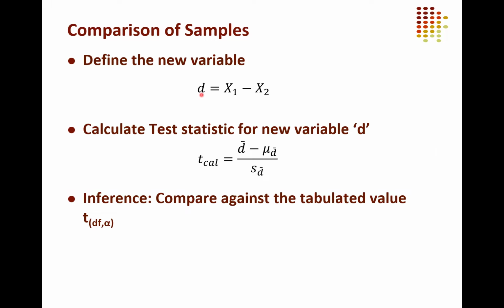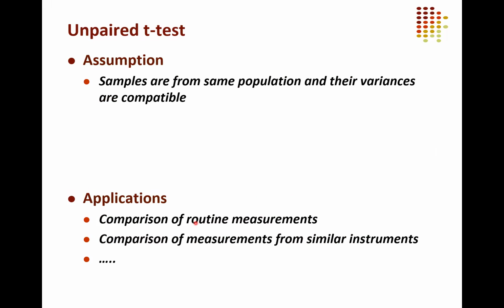So we require such comparisons, and the inferences are to be made for the difference variable. After the difference variable is calculated, we will calculate the test statistic, and then we will compare against the tabulated values. So the first modality is the unpaired t-test.